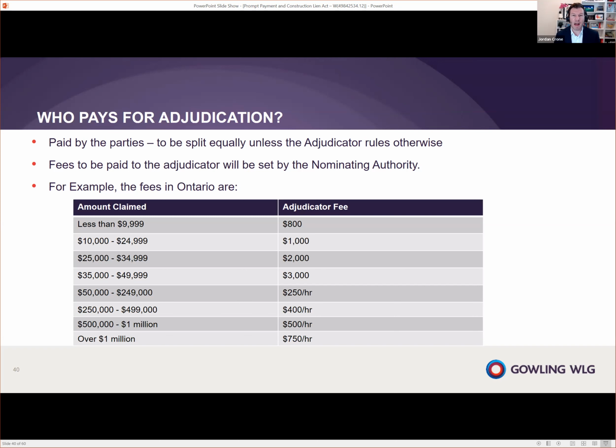So there's a flat fee for any adjudication under $50,000, and you can see the adjudicator's fees on the right there. Once a dispute gets over $50,000, it becomes an hourly fee for the adjudicator. And for a dispute over $1 million, there is a substantial adjudicator's fee at $750 an hour. Of course, the parties are splitting this unless the adjudicator is ruling otherwise. But I thought this is just a notion of where some of these fees may land.